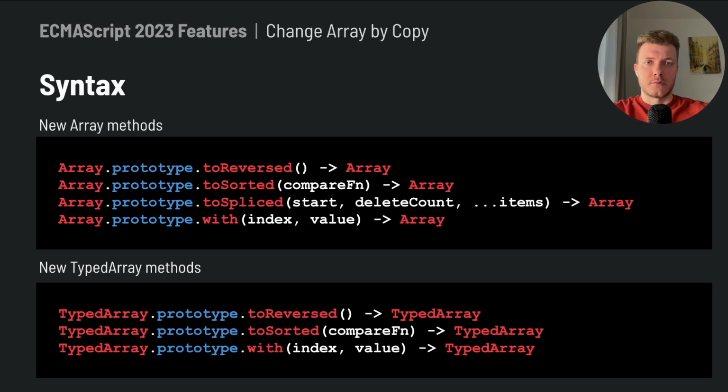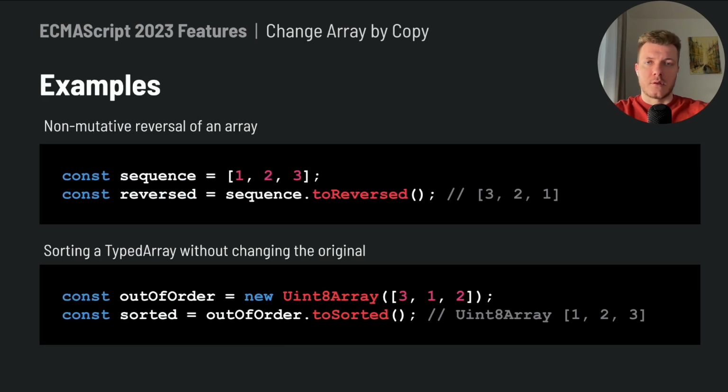Let's explore the syntax of these new methods. toReversed reverses the array, creating a new copy. toSorted sorts the array, again as a new copy. toSpliced allows for splicing, and the with method updates a value at a specific index. These methods also extend to typed arrays, and let's delve deeper into these transformative methods.